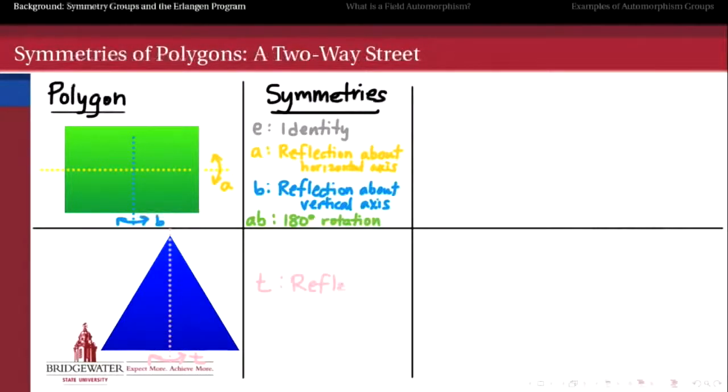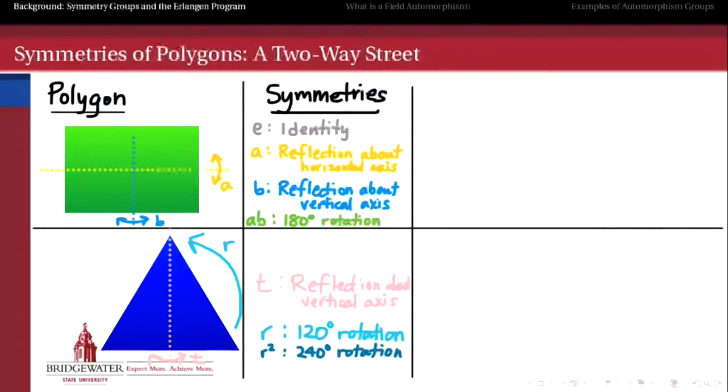How about an equilateral triangle? Well, an equilateral triangle also has a reflection about a vertical axis, for example. Let's call that T. And then we also, for an equilateral triangle, get this 120-degree rotation. Let's call it R. But then we can do that rotation twice and get a 240-degree rotation. Let's call that R squared. And we can combine T's with R's to get something like TR, which turns out to be a reflection across this axis, and TR squared, which turns out to be a reflection about another axis. So what we end up with are three reflections and two non-trivial rotations, which, taken together with the boring identity, give us 6 different symmetries of this equilateral triangle.